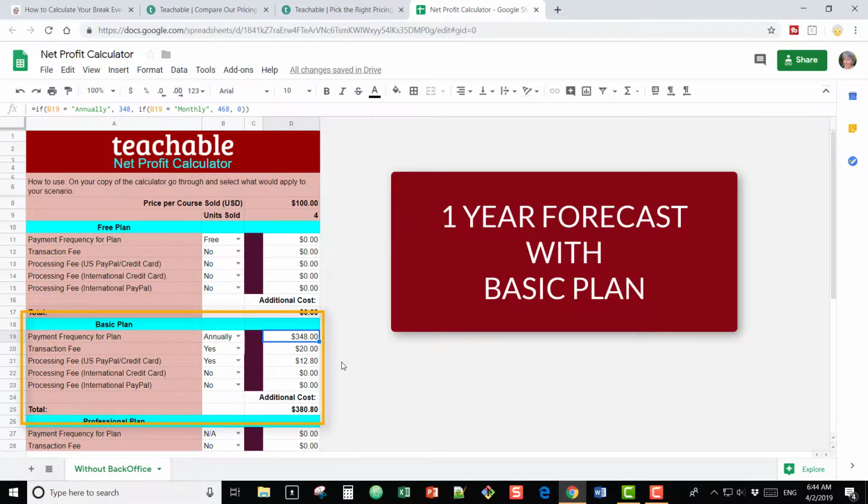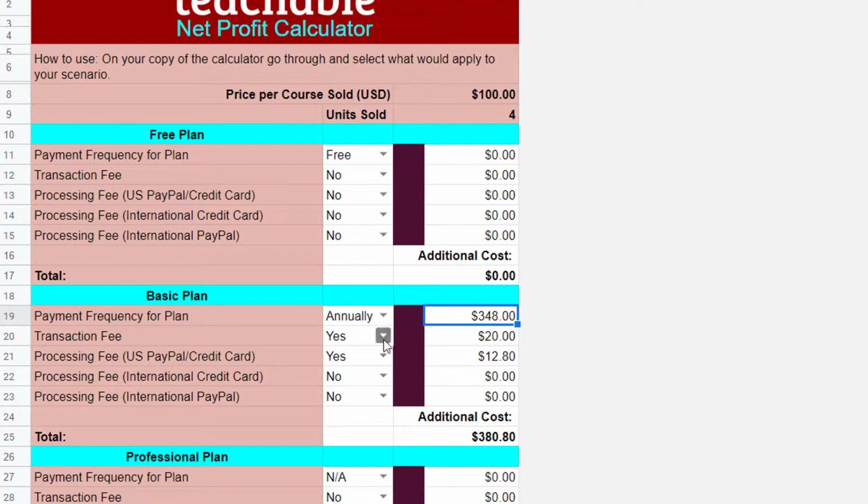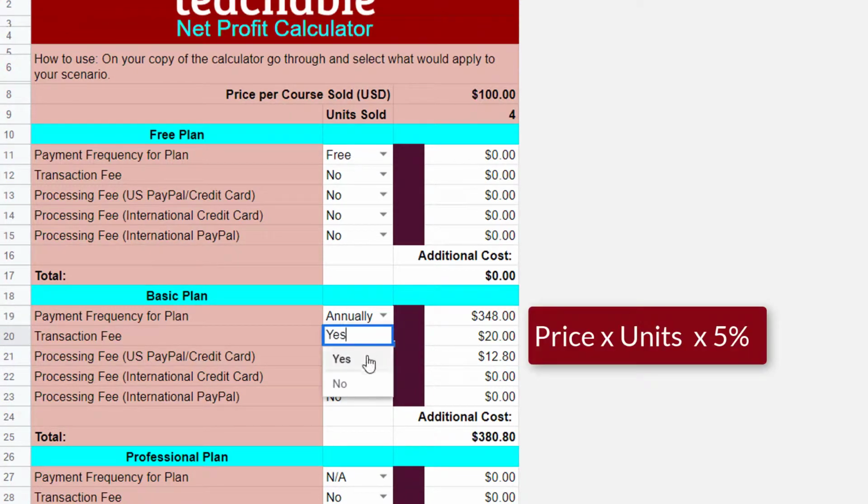So I'm going to go through the basic plan. I've got an example here for you. For the payment frequency, I went with annual, and that's $348 instead of $468. And for the transaction fee, as soon as you select yes, then the value calculated in C, which is price of course times units sold times 5%, gets copied over into column D.